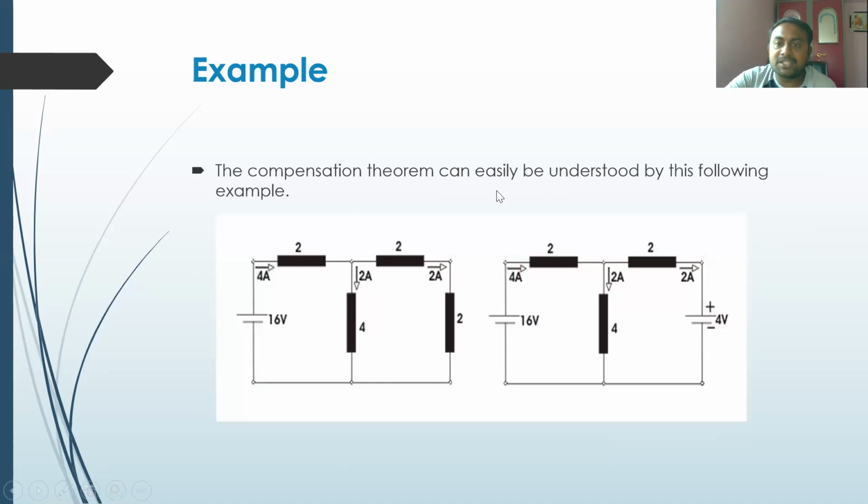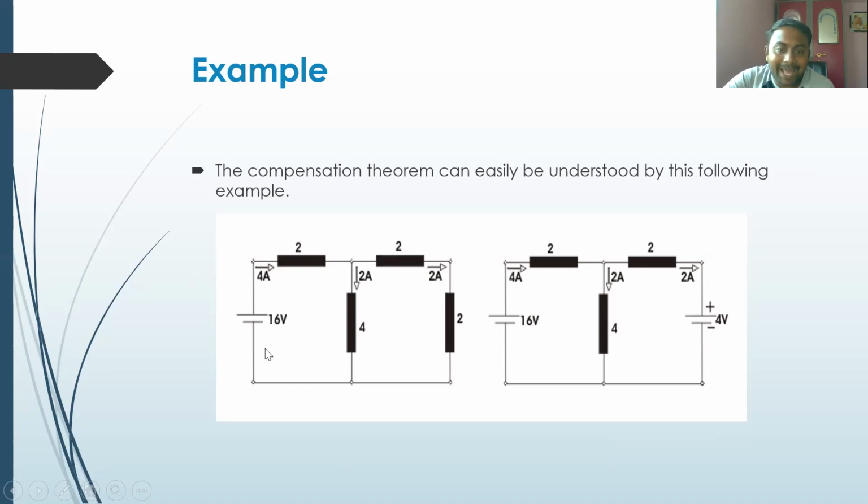In this network we have a 16-volt voltage source, and resistances of 2 ohm, 2 ohm, 3 ohm and 4 ohm. If we apply KVL, we can get the current values. A 4 ampere current is flowing through the source branch, a 2 ampere current is flowing through the 4 ohm resistance, and a 2 ampere current is flowing through these two resistances.